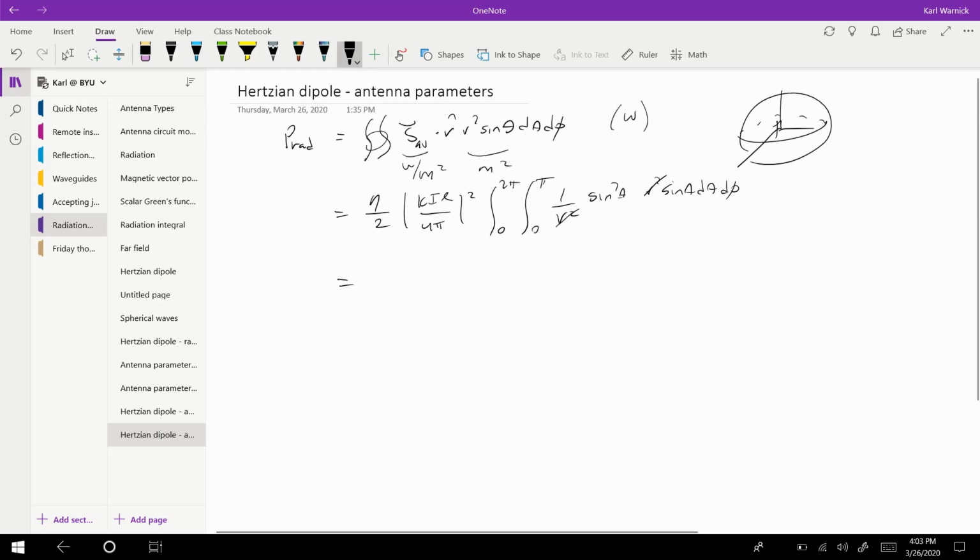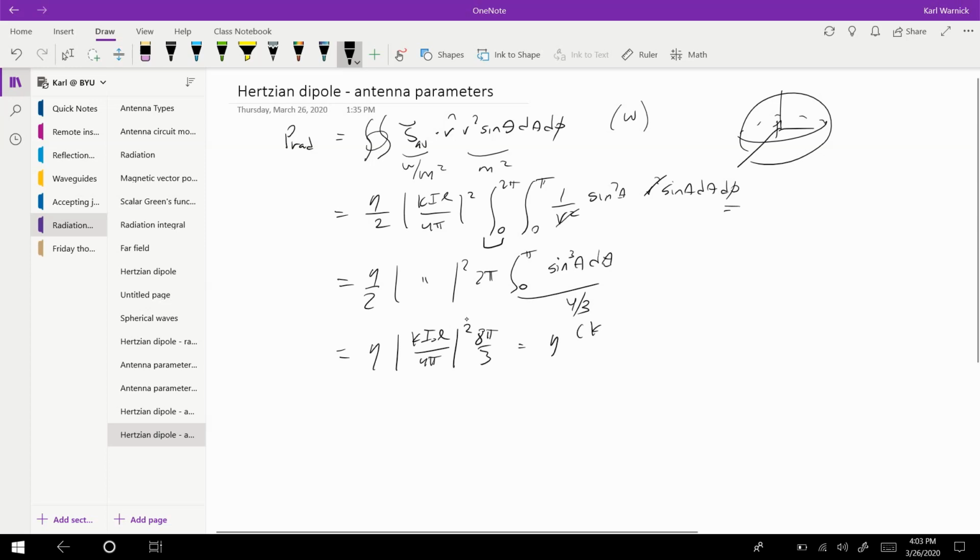And now we're ready to work some integrals. The phi integration, since there's no phi dependence, just gives us 2 pi. So I'll have eta k I naught L over 4 pi, quantity squared, times 2 pi. And then for the theta integration, I have sine cubed theta. And that we can do with calculus rules or table lookup or on a calculator, but that integral happens to be 4/3. So putting that all together gives me eta k I naught L over 4 pi quantity squared times 8 pi over 3, or with a little further algebraic simplification, eta k I naught L squared over 12 pi. And that is the power in watts radiated by the Hertzian dipole.